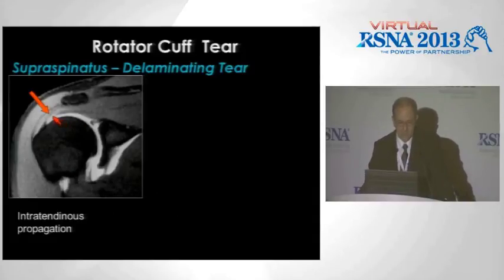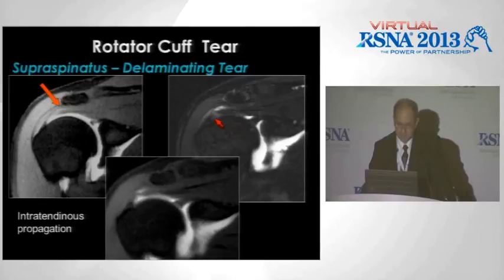You can also get delaminations. Here's an example of an arthrogram. Contrast extends into the substance of the supraspinatus, representing intratendinous propagation of the tear. Notice there's no contrast extending into the subacromial subdeltoid bursa, suggesting that this is not a full thickness rotator cuff tear.